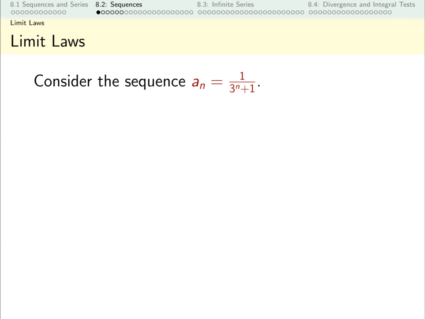This is explicitly defined, so it's pretty straightforward to write out the first couple of terms. If I start at 1, this is 1 over 3 to the 1 plus 1, which is a quarter. My second term is 1 over 9 plus 1, which is a tenth. My third term is 1 over 27 plus 1, which is a 28th, and so on. And we can graph these. Quarter, tenth, a 28th, and so on.